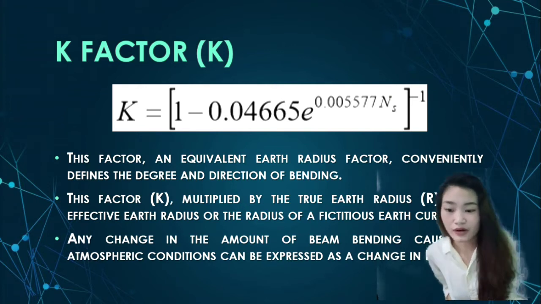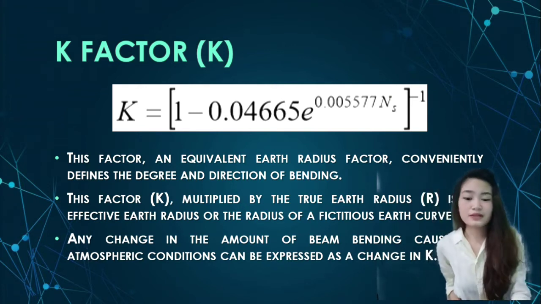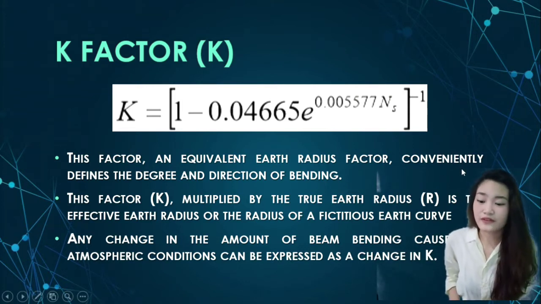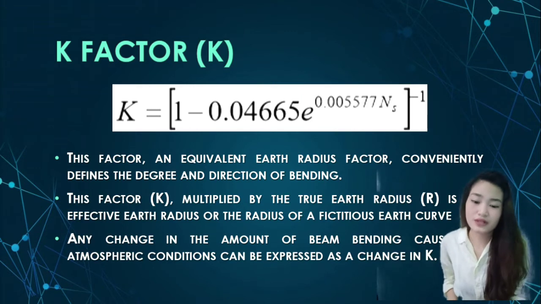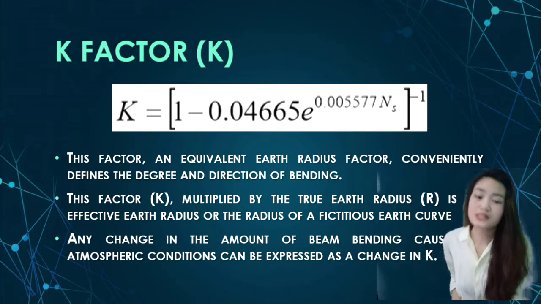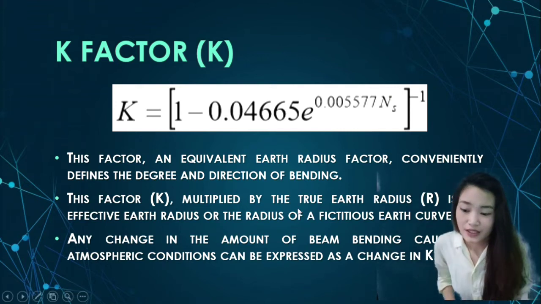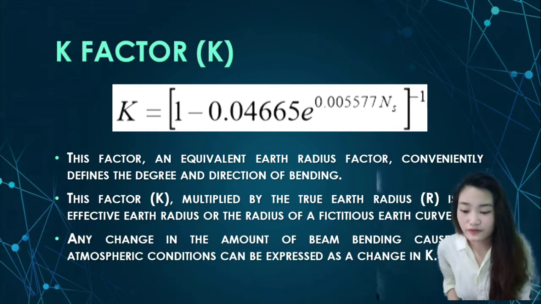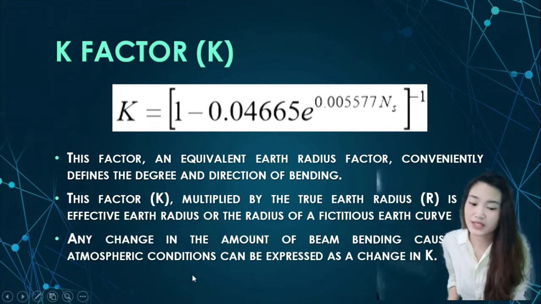This factor, or K factor, multiplied by the true Earth radius R, is the effective Earth radius, or the radius of a fictitious Earth curve. Any change in the amount of beam bending caused by atmospheric conditions can be expressed as a change in K.